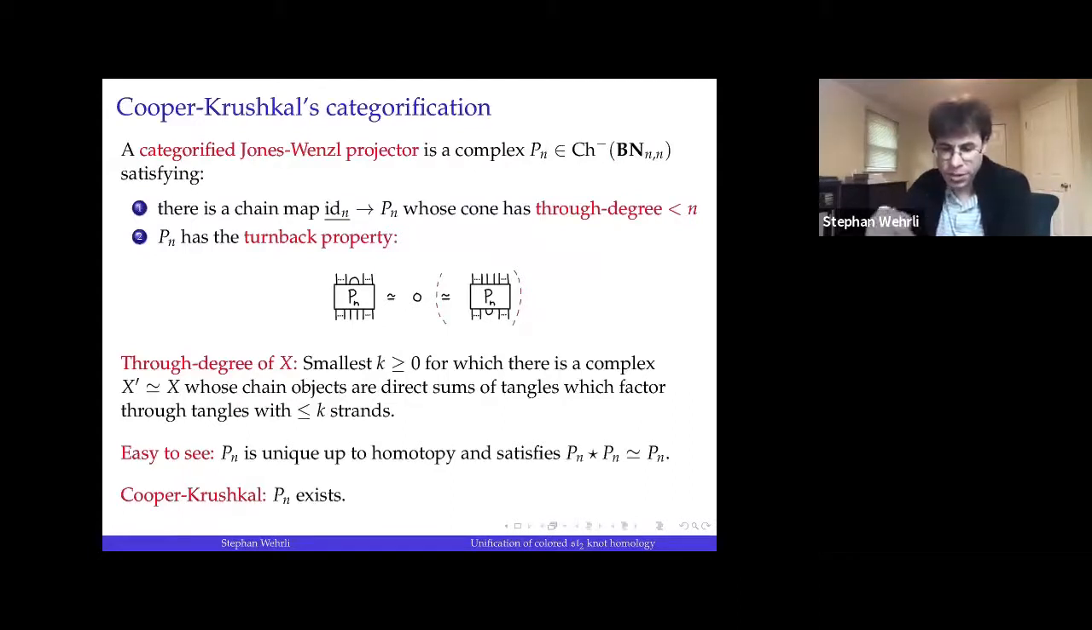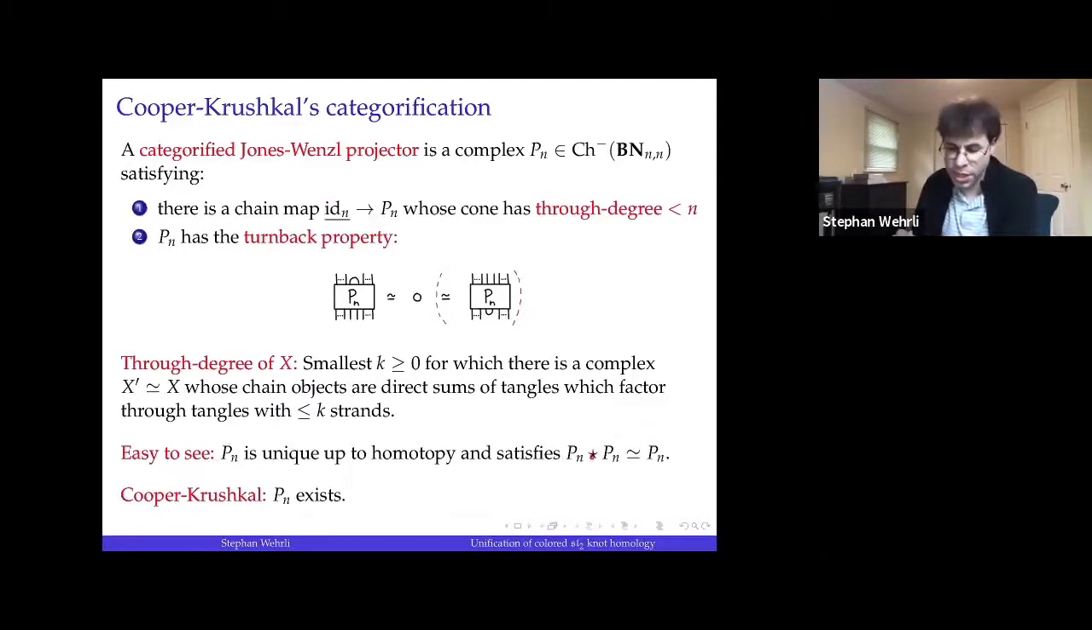So particularly, you want to have a map from the n-strand identity tangle viewed as a complex in degree 0 to P_n, and you want that the cone of this chain map is homotopic to a complex whose chain objects factor through tangles with fewer than n strands, and you want to have this turn-back property. So if you add a turn-back, you want this complex to become null homotopic. And it's easy to see that this complex is unique and that it's an idempotent up to homotopy.